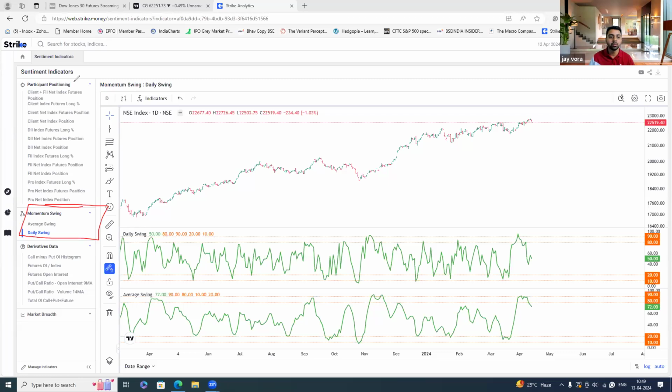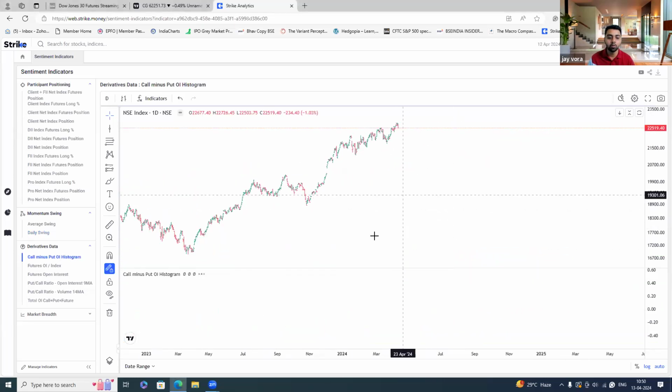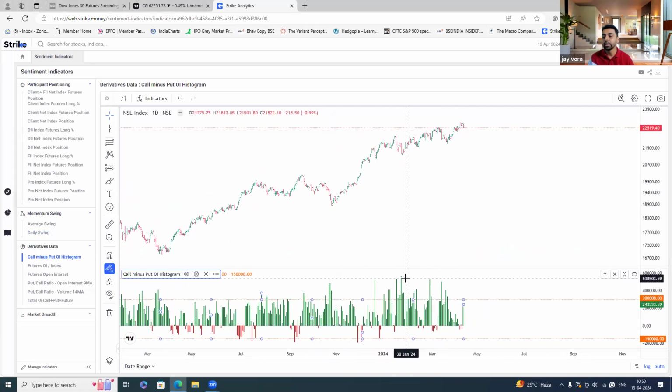Okay. So remember, this was from a medium term perspective. This is from a short term perspective. Okay. You might find it very helpful. Now, in the derivatives data that we have, one is the call minus put histogram. So basically, this helps you to understand what the net figure is based on the call and put positions that exist.